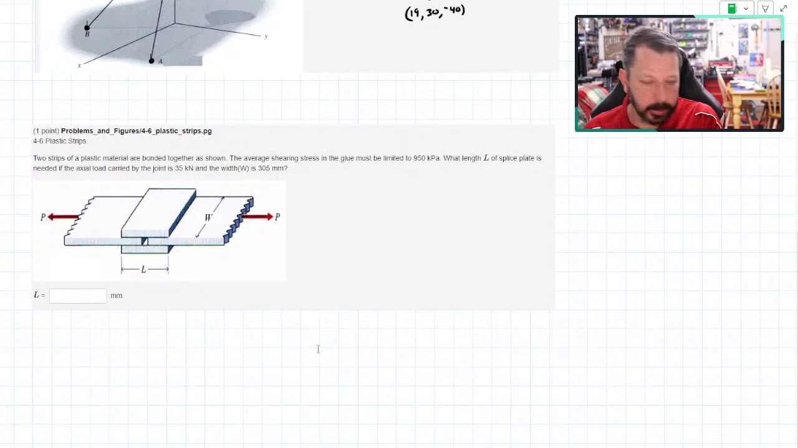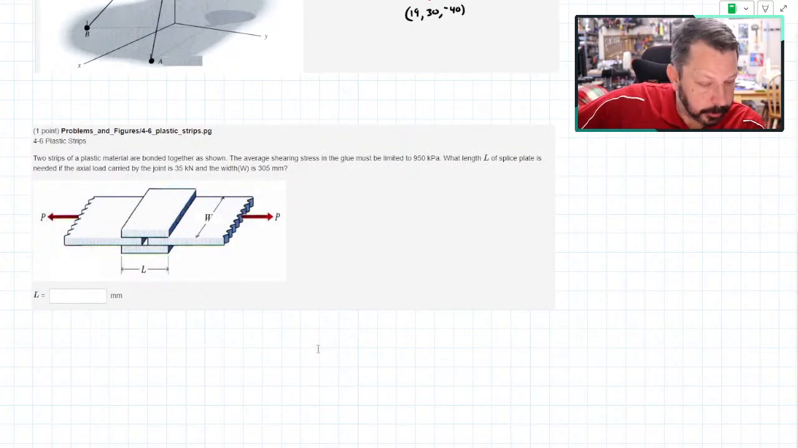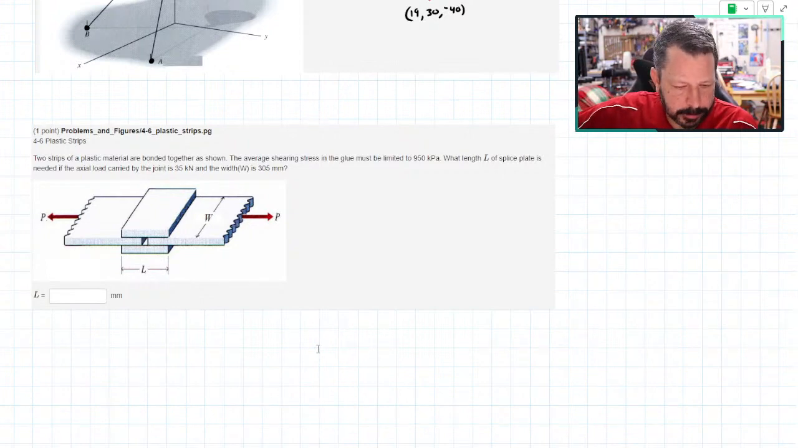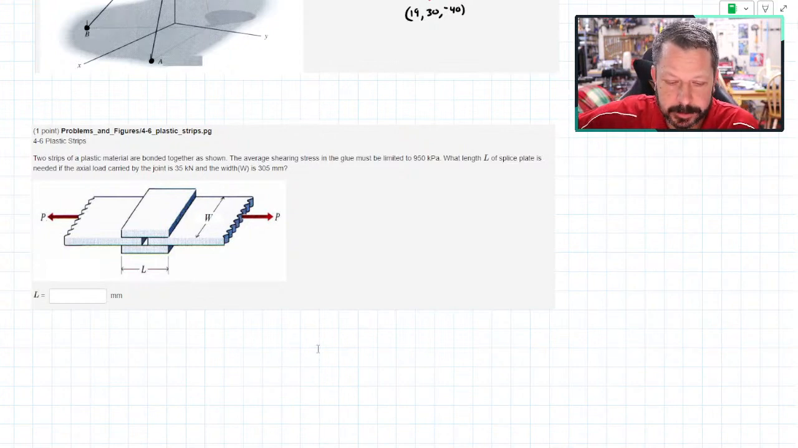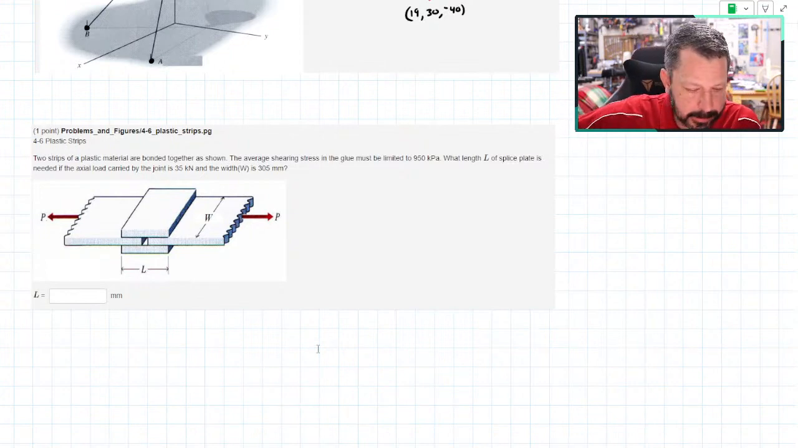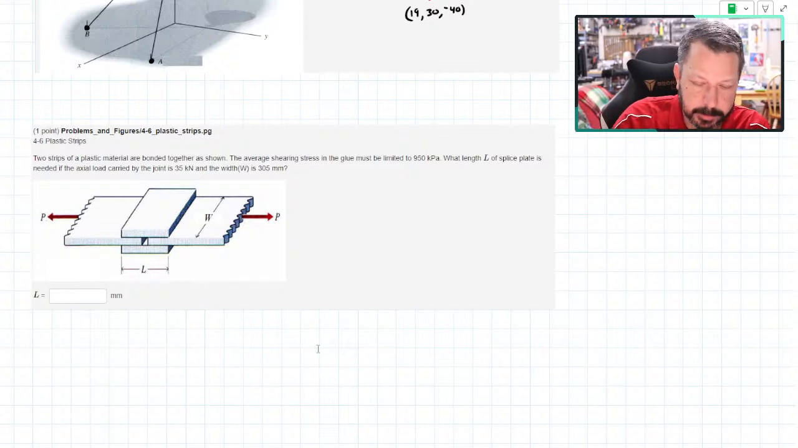All right, so two strips of plastic material are bonded together, so they're glued or they've got some double stick adhesive or whatever. The average shearing stress in the glue, so they're glued, must be limited to 950 kilopascals. So that's unusual. A lot of times you have megapascals for strength, but this is kilopascals. What length L of splice plate, so those little plates on top and bottom, is needed if the axial load carried by the joint is 35 kilonewtons and the width W is 305 millimeters. So your numbers are different, but this is what my numbers look like.